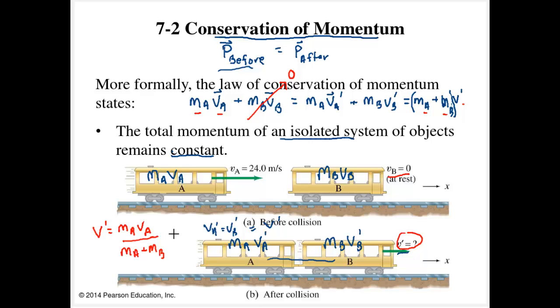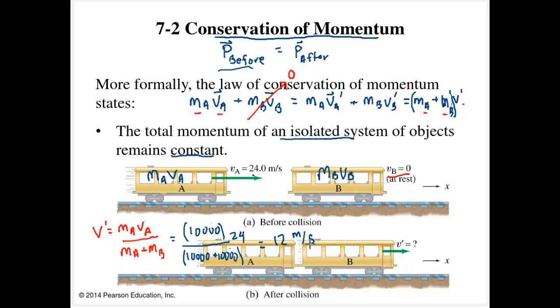And here I know that the masses of these trains are going to be 10,000 kilograms each, so I can simply go ahead and plug that in. So 10,000 kilograms multiplied by 24 meters per second. Mass of A is 10,000, and then mass of B is going to be also 10,000. Go ahead and punch that into your calculator, and we come up with a final velocity of 12 meters per second.